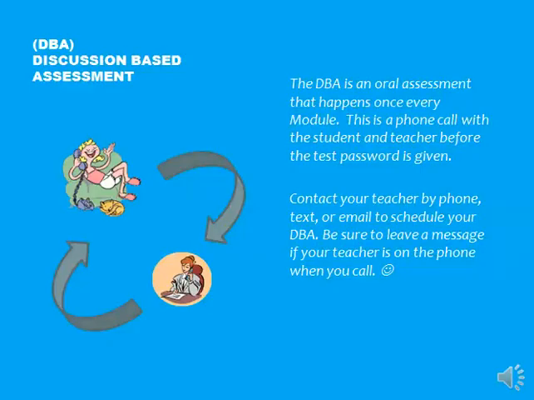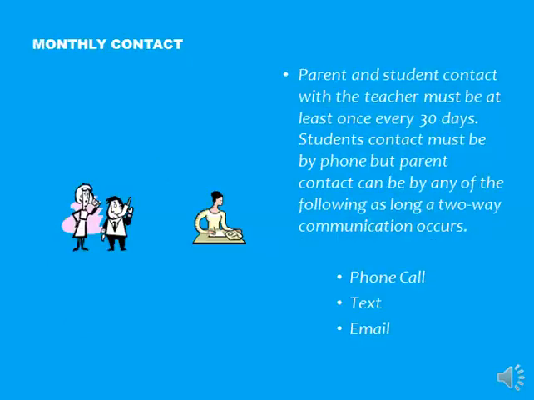At the end of every module is an assignment called Discussion-Based Assessment, your DBA. This is where you will talk on the phone with your teacher, review the module for about 5 to 10 minutes, and this is when you'll get your test password. You can schedule your DBA by contacting your teacher on the phone, text, or email. If you call and receive their voicemail, be sure to leave a message so that they can give you a call back. It is a requirement that you speak with your teacher at least once every month.